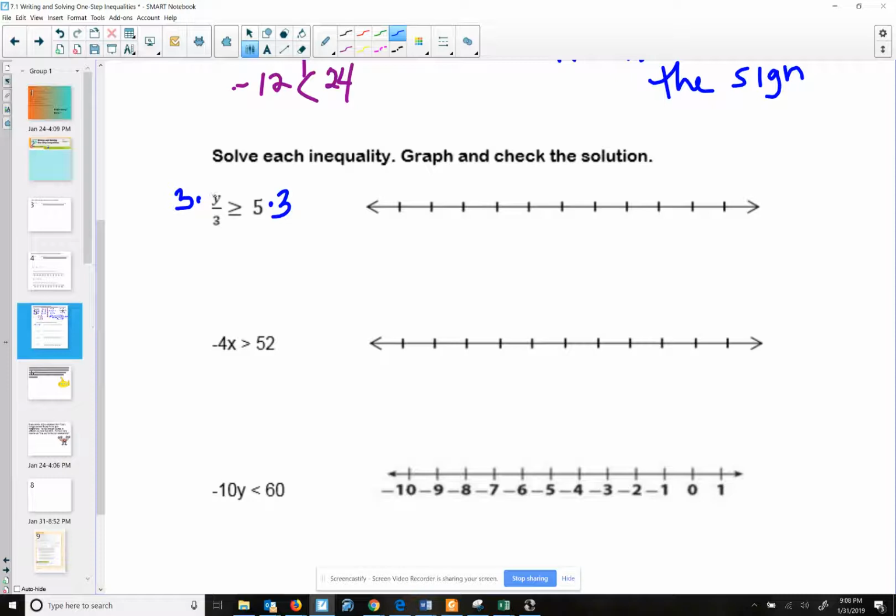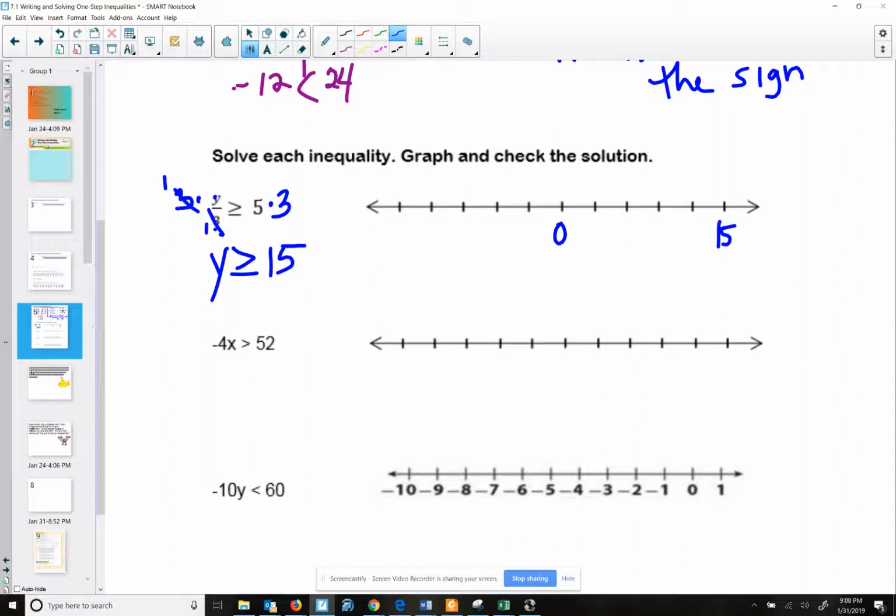This would give me 3 times y divided by 3. This 3 is in the numerator, in the denominator, those divide out to give you a 1. 5 times 3 is 15. Do not flip it. We were multiplying by a positive. If we're working with positives, you're fine. All right, so here we go. I'm just going to throw 0 in here somewhere. I'll say 15 perhaps is up here.